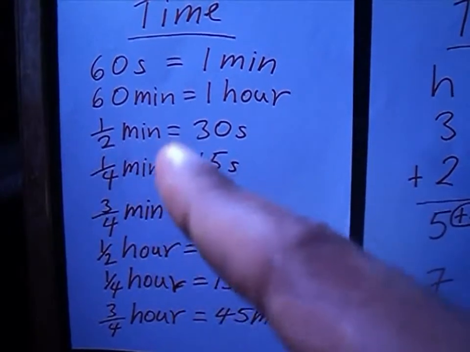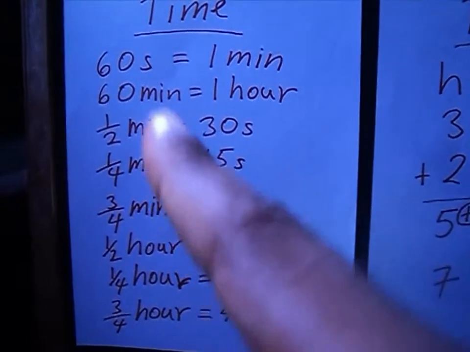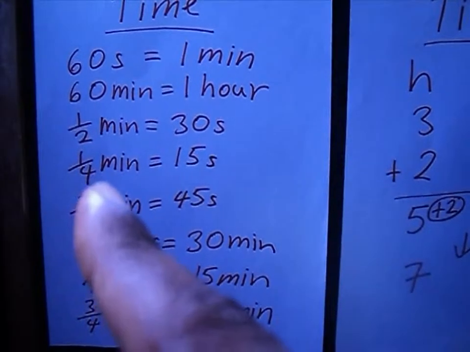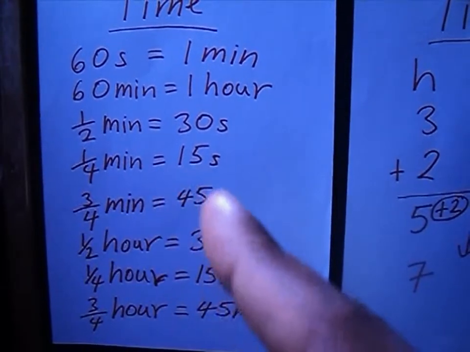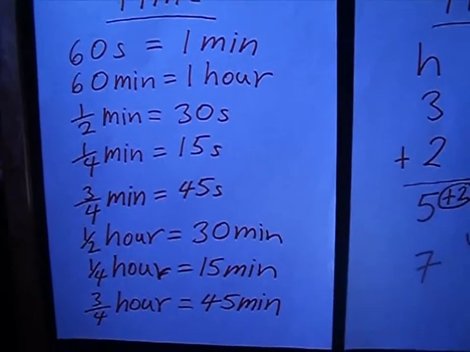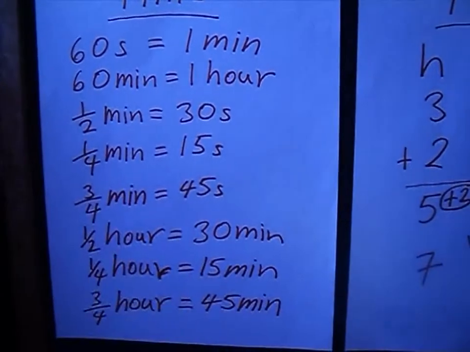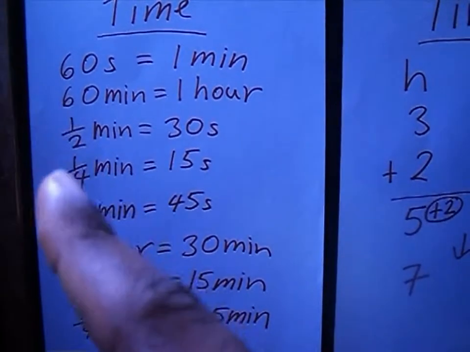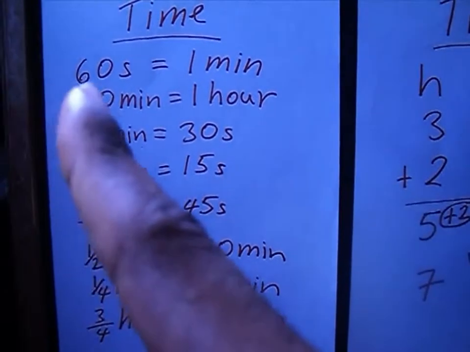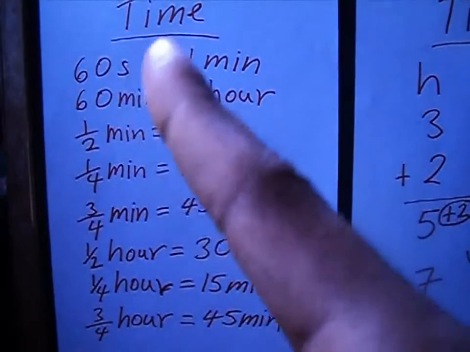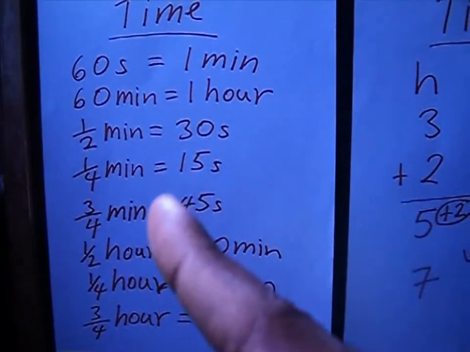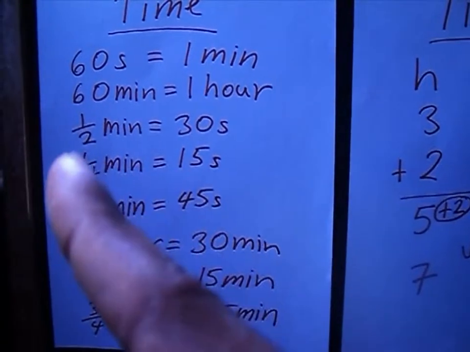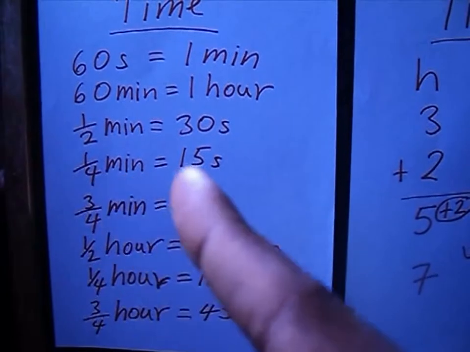And a quarter now, which is half of a half. A quarter of a minute is 15 seconds. A quarter of 60 seconds is going to give you 15 seconds, which is actually a quarter of a minute. So a quarter of a minute is 15 seconds.